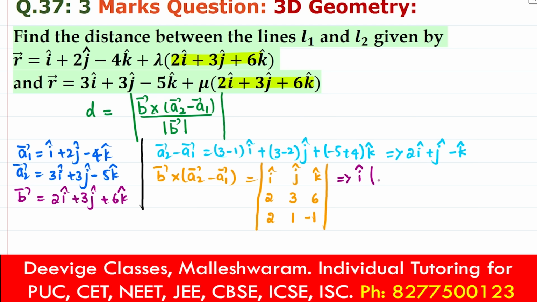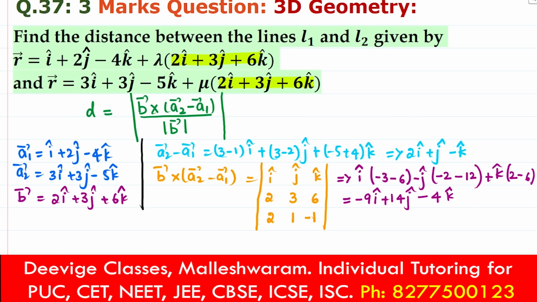Which is equal to i into 3 ones are 3, here we have minus 1, so minus 3, minus 6 into 1, 6, so minus 9 i cap; minus j cap into 2 into minus 1, minus 2, minus 3 into 2, that is 6 into 2, 12, so minus 2 minus 12 is minus 14, and here also one more minus, so minus into minus plus 14 j cap; plus k cap, 2 ones are 2, minus 3 twos are 6, which will be minus 4 k cap. Okay, so now we have to substitute in the formula.